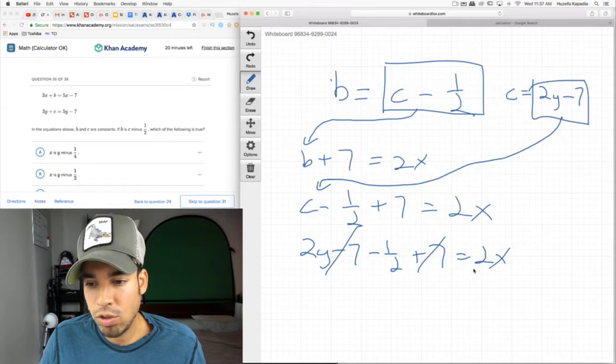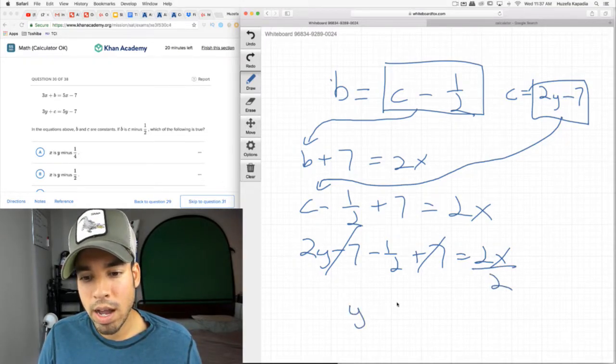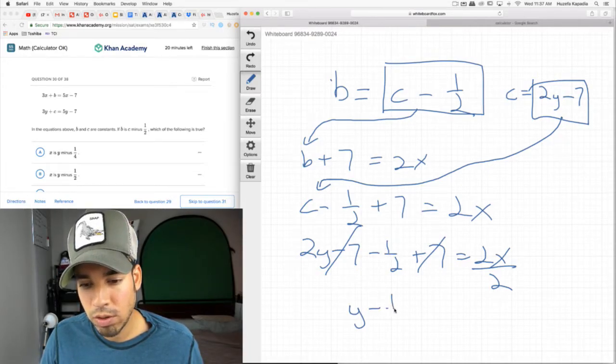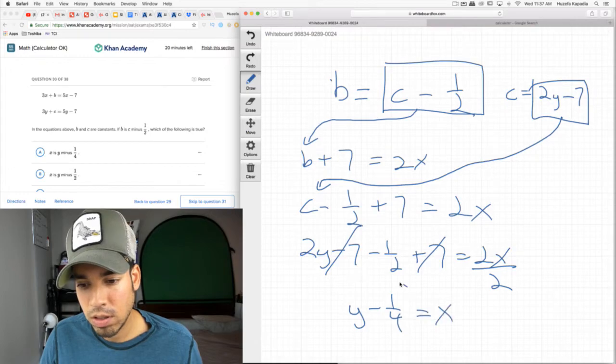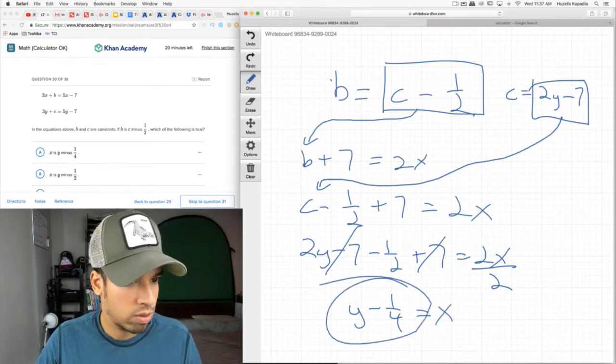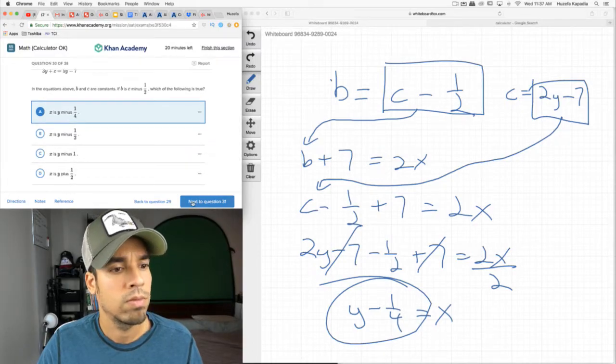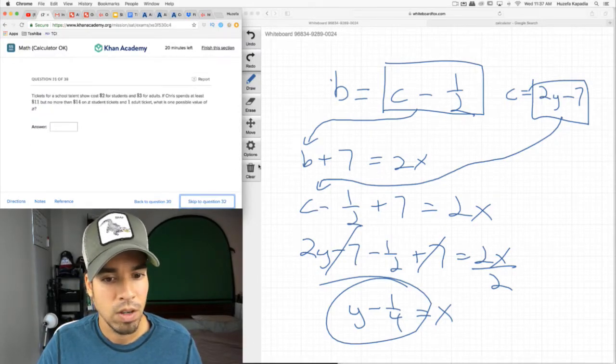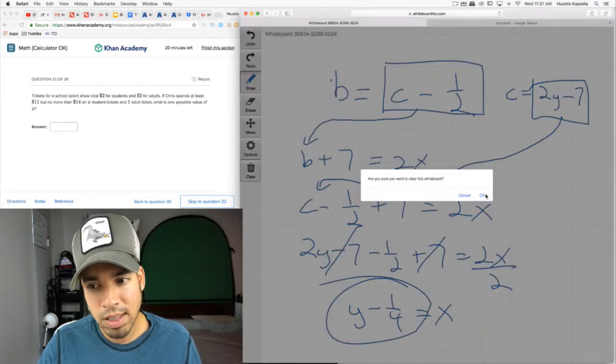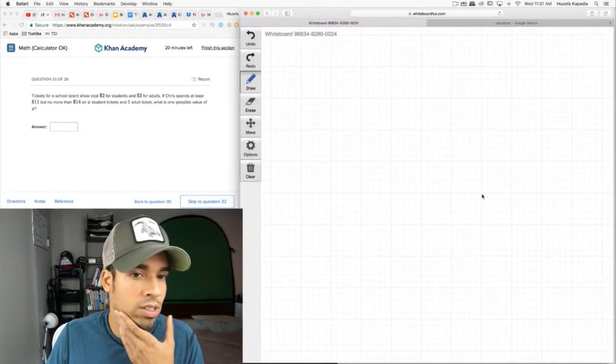Divide everything by 2 of what's remaining, and we get y. 1/2 divided by 2 is actually 1/4. So x equals y minus 1/4. Okay. Yay. 20 minutes left, so we're in really good shape time-wise to tackle these last 8 problems.